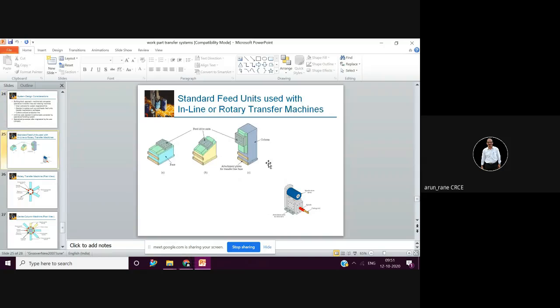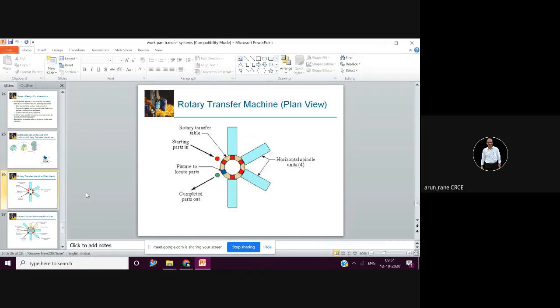And in this, you have to see that as far as possible you use all standard units: standard motors, standard belts, standard chains, standard gearboxes, standard columns. So that saves your time for setting up the line, and it becomes very economical also if you are using standard units. Again, the same thing here, that rotary transfer.